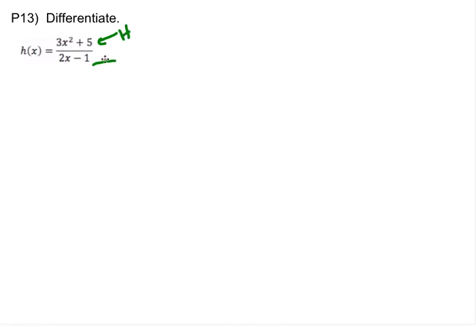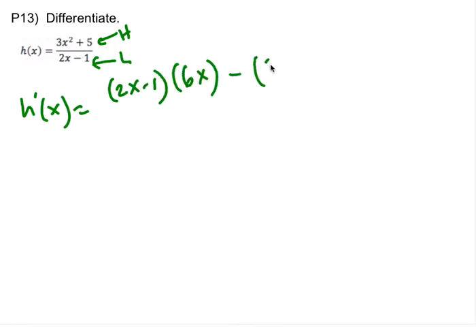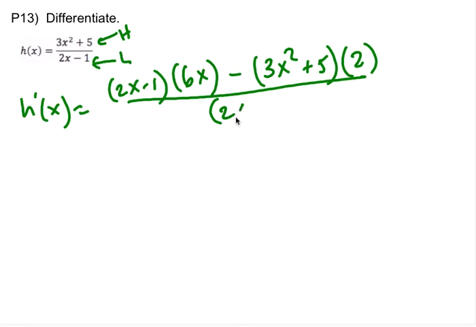I can't simplify this. I have a high function and a low function, so my h prime of x is going to be low, d high, which should be a 6x, minus high, which is the 3x squared plus 5, d low, which will be a 2. Notice all these binomials are in parentheses, right? Square the low. So I just write that on the bottom.